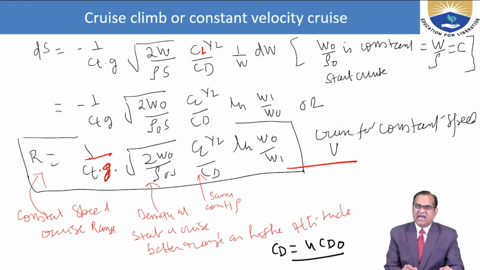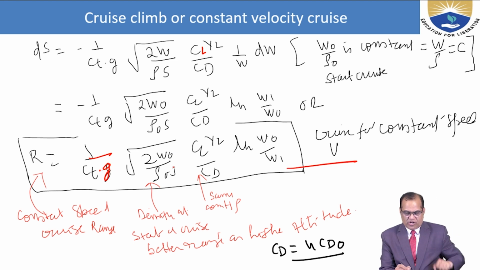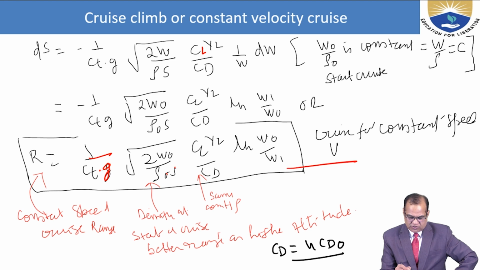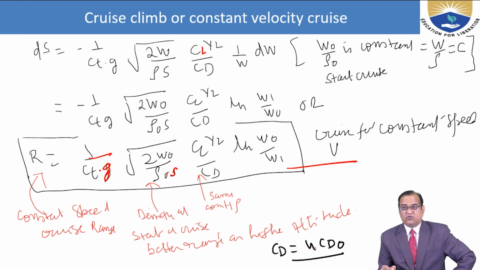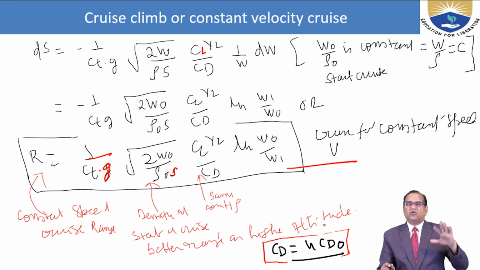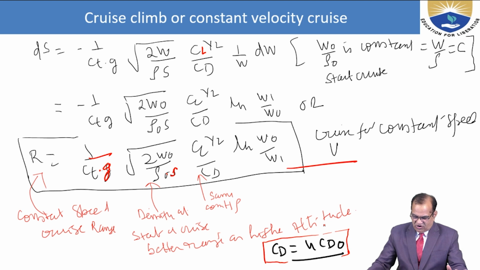g is the acceleration due to gravity, 2 w naught by rho naught into s, where s is area, CL to the power 1 by 2 by CD, natural log w naught by w1. And here also, for better range at high altitude, CD should be 4 CD naught. This is the drag condition. Your CD should not be more than this. If it is this much, then only you will go a long distance.